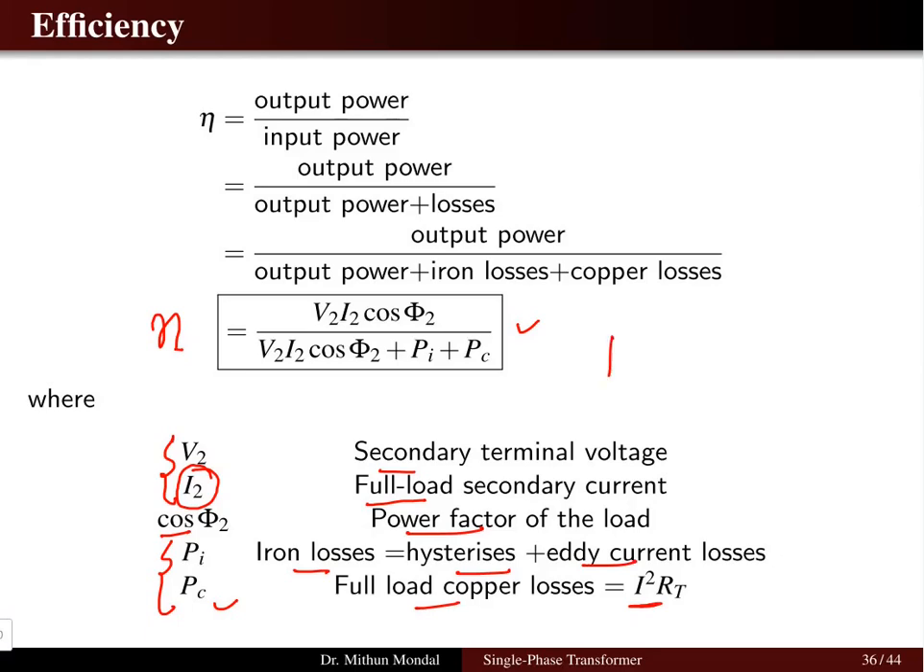So when we say the copper loss, this is the full load copper loss, which we can calculate as I1 square R01, or we can say this is equal to I2 square R02, or separately, if we are calculating, then we can say this is equal to I1 square R1 plus I2 square R2. So these all will give the same copper loss under the full load condition.